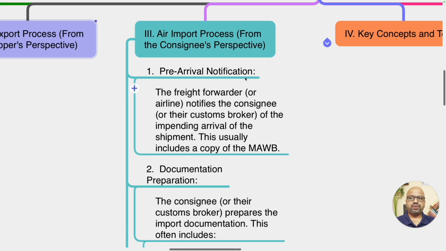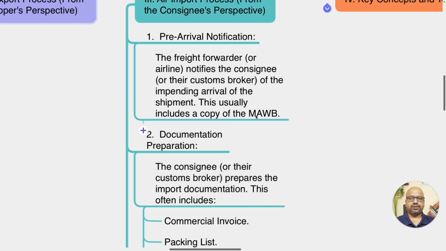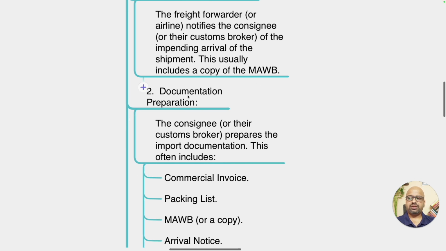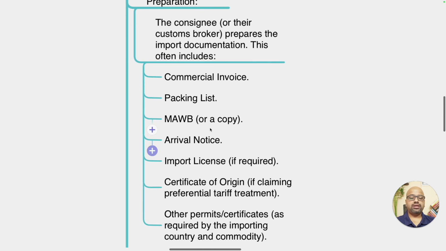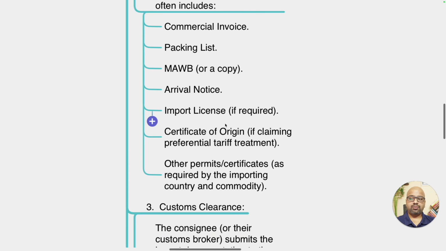So the first thing is pre-arrival notifications. You will receive it from the freight forwarder or from the airline itself, as you will have a usual copy of the airway bill, the master airway bill. You will need to submit all the documentation again, whatever you have received from the supplier. The exporter has already shared the commercial invoice, packing list, master copy, arrival notice. An import license is something you need to have. And then the certificate of origin: if you are claiming any preferential tariff treatment, then obviously you need a certificate of origin preferential. That's the difference.